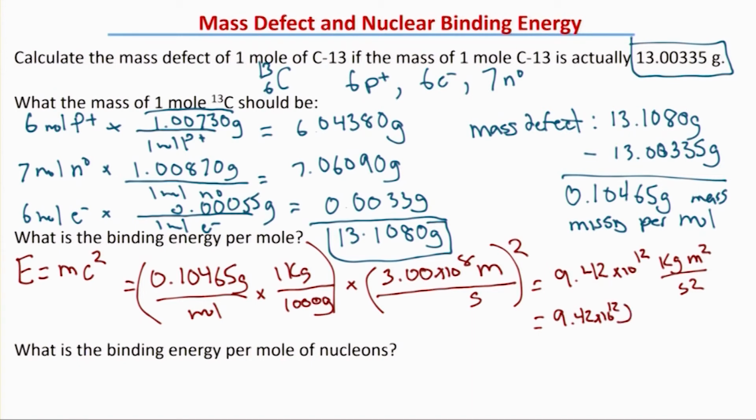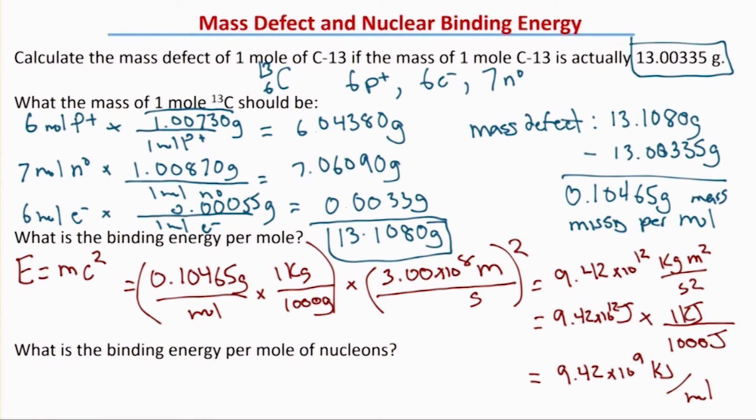And let's just get this into kilojoules because that's oftentimes how it's expressed. So if you want to go between joules and kilojoules, you know that in 1 kilojoule there are 1,000 joules, and that then leads us to 9.42 times 10 to the 9th kilojoules, and this is all per mole of carbon-13. All right, we did a great job finding the binding energy.